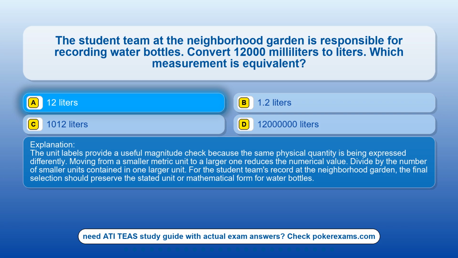The unit labels provide a useful magnitude check because the same physical quantity is being expressed differently. Moving from a smaller metric unit to a larger one reduces the numerical value. Divide by the number of smaller units contained in one larger unit. For the student team's record at the neighborhood garden, the final selection should preserve the stated unit or mathematical form for water bottles. Question 10.